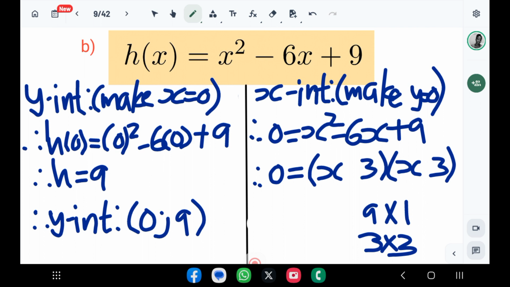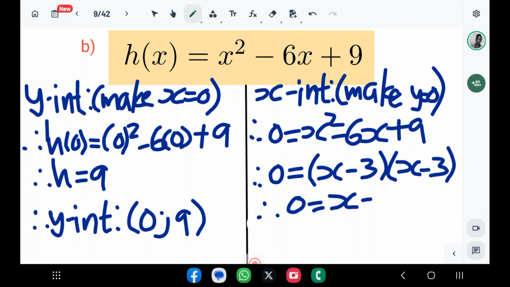So we put that here, and then we've got minus minus because it will be positive for the last term and negative for the middle term. Therefore, 0 equals (x minus 3) squared, meaning that 3 equals x. x equals 3. That's your x-intercept.